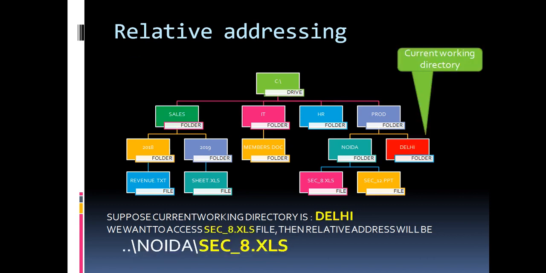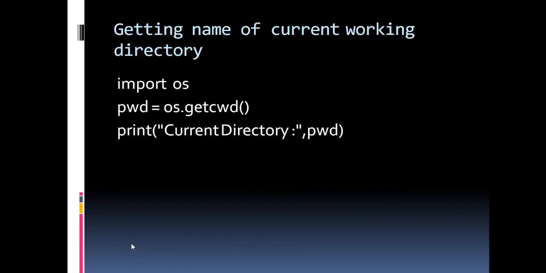Next, suppose your current directory is Delhi now. Suppose you are in the Delhi directory. We want to access this file, sec8.xls. The relative address will be what? This is in Noida, and two dots mean what? It is your parent directory. Getting the idea? Okay, Noida, because you are already here, up to the parent directory C. So you are presently at Delhi, but you are interested in here, so you give the Noida subdirectory and a dot. Hope you understood, right?